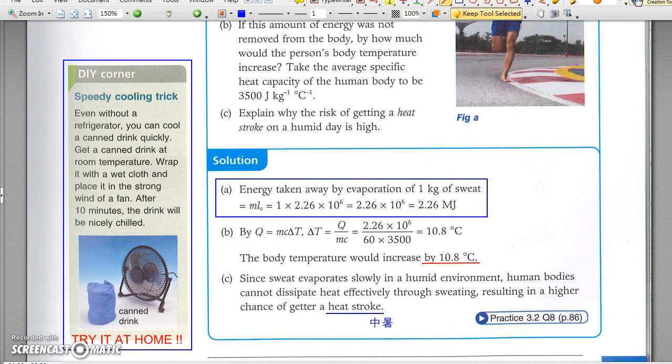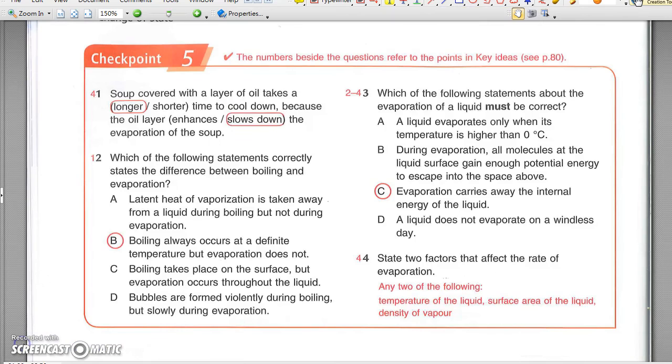The sweat needs not be heated up to boiling point. So the energy change of sweat to evaporate is only the latent heat of vaporization. Q = ml. Do check point 5 on the next page.